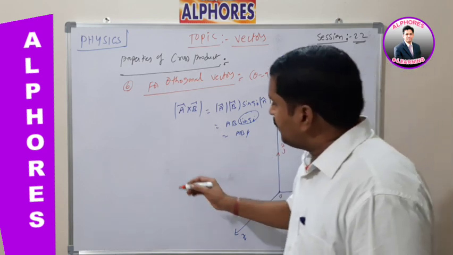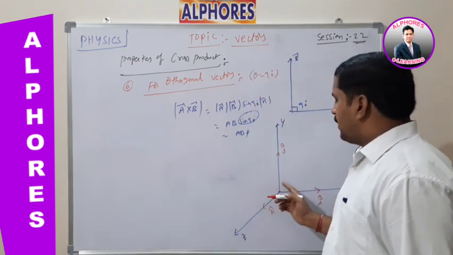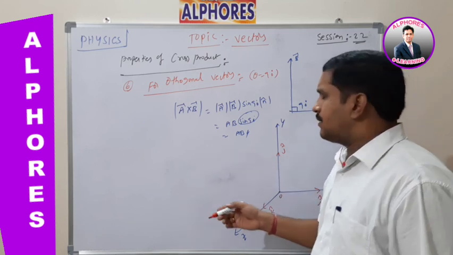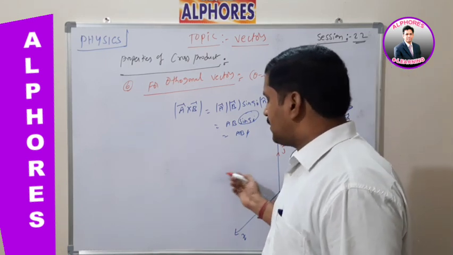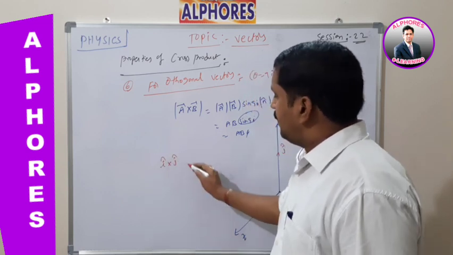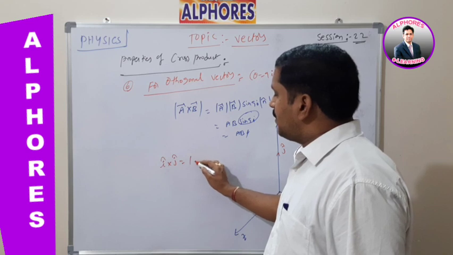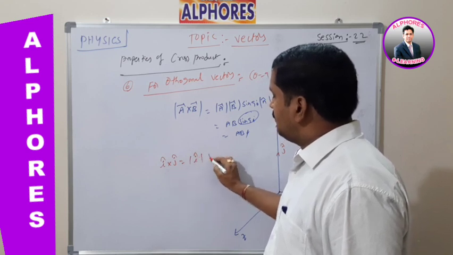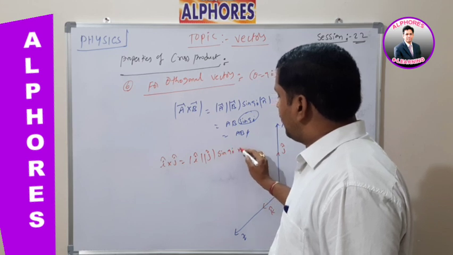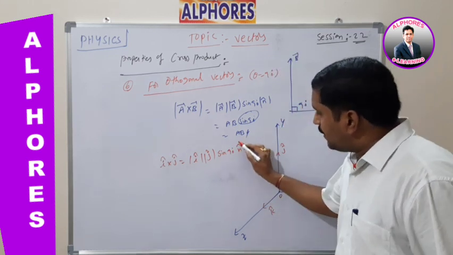Listen carefully. There are two methods actually. One is rotation about the right hand thumb rule. Another one is a direct simple method. I will explain both methods. First I have to find I cap cross j cap, which is equal to modulus of I cap into modulus of j cap into sin 90 into n cap. So what is the direction of n cap here?